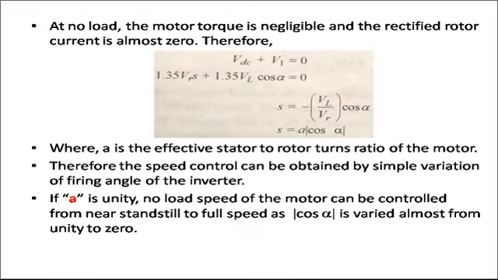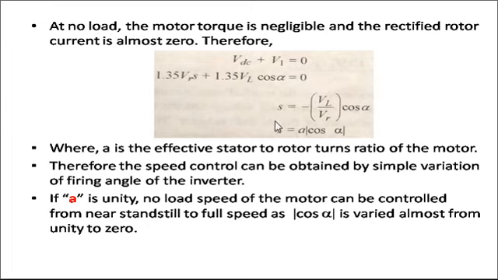Further, if there is no load, the motor torque is negligible and the rectified motor current is almost zero. Therefore, VDC plus V1 is equal to 0. Now we have calculated VDC and V1, so we can put those values here. We find that 1.35 VR into S plus 1.35 VL cos alpha is equal to 0. Solving this equation, we will get S.